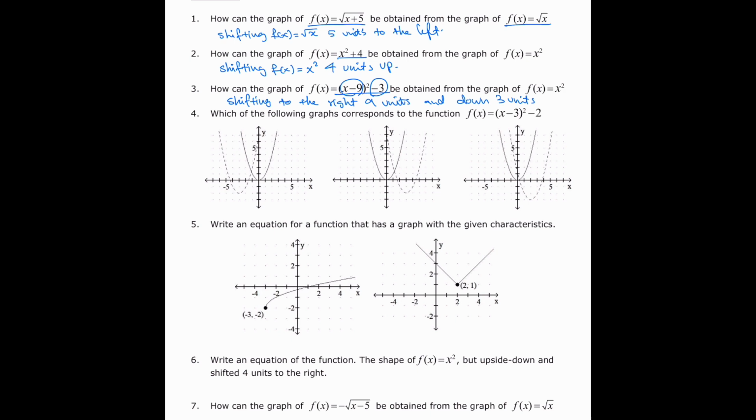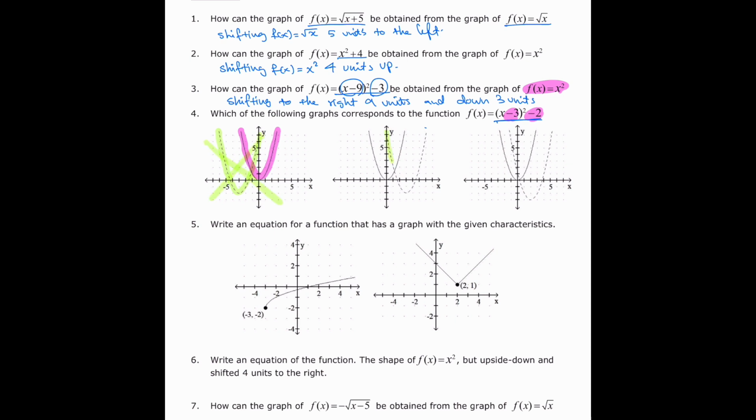Which of the following graphs corresponds to the function f of x equals (x minus 3) squared minus 2? So this graph is the parabola, and here is the parent function f of x equals x squared. This graph basically moved to the right 3 units and moved down 2 units. So let's see which one did. Here is the green one, it moved to the left 3 units, so this is immediately eliminated.